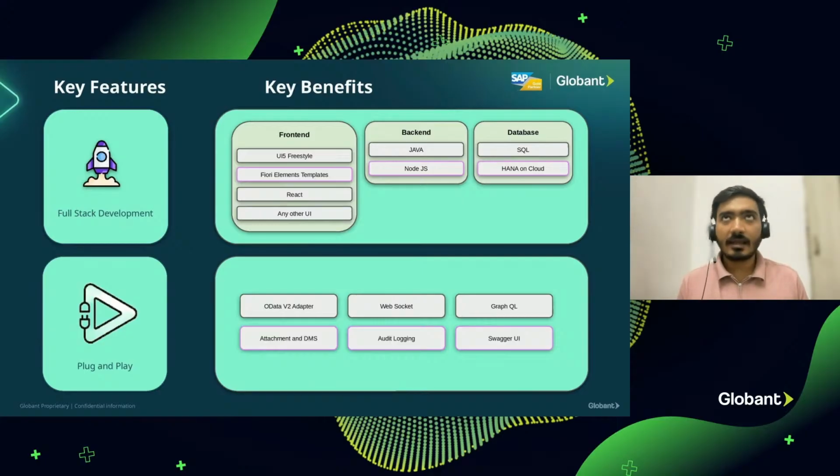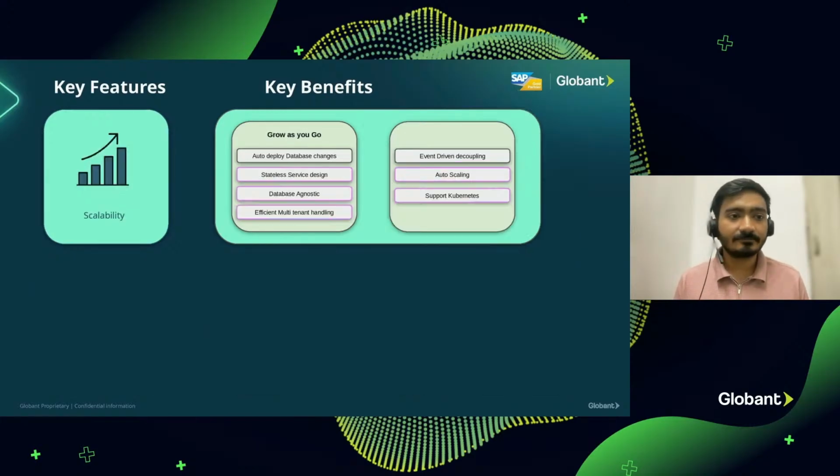To give you some background, CAP by default exposes data in OData version 4 format. But if there is a business requirement and you want to work with version 2 of OData, there is an OData V2 adapter available. If you want to work with two-way communication, you can simply use WebSocket plugins. If you want to work with attachments and storage of PDFs or any kind of data, attachment and DMS plugins are also available. You will not have to manually configure all these things. So there are many such plugins. Once you start learning about CAP and go into detail, you will learn more about these plugins.